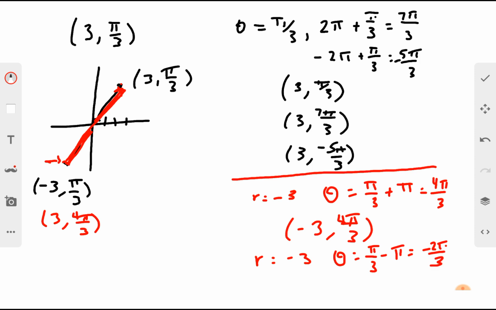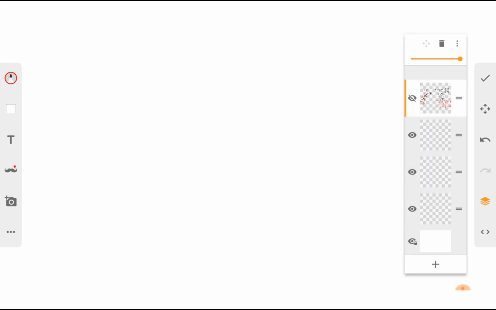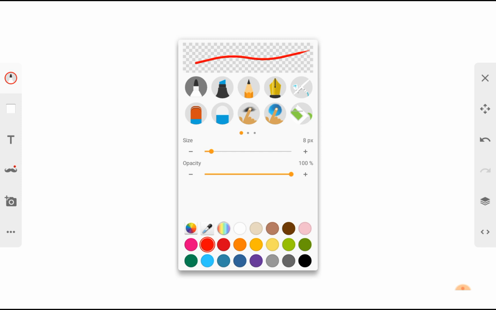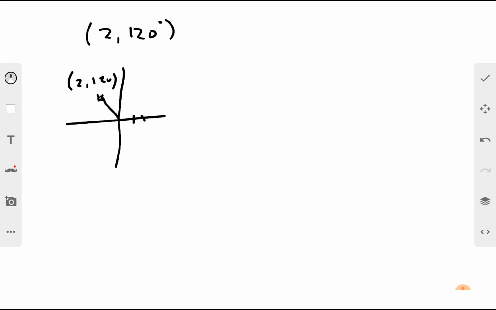Okay, so let's try another one. All right, let's try one with degrees. Let's say we have the point (2, 120). Our radius is 2, and we're going to rotate around to 120, which is right about here. So radius 2, angle 120. All right, so let's try to find three other polar coordinates that would give us that same point.